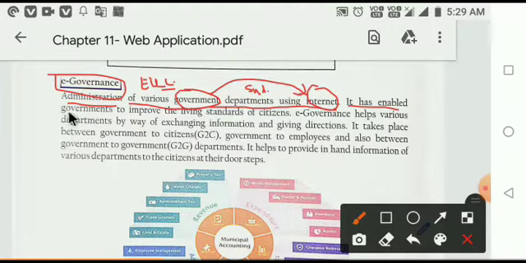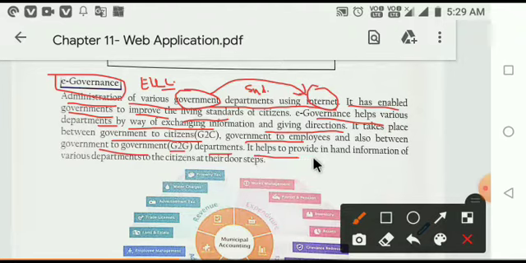It has enabled governments to improve the living standard of the citizens. E-governance helps the various departments by exchanging information and giving directions. It takes place between government to citizen, G to C, government to employee, G to E, and also between government to government, G to G, departments. It helps to provide first-hand information of various departments to the citizens at their doorsteps, at your home.